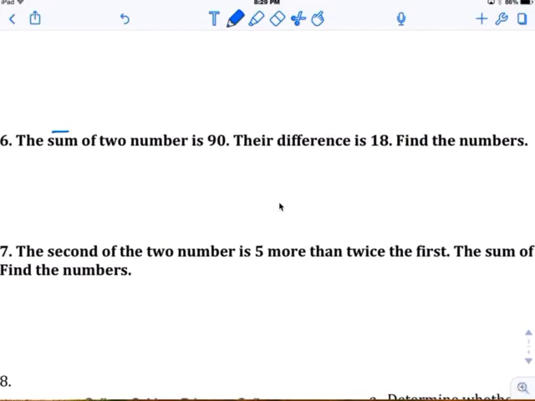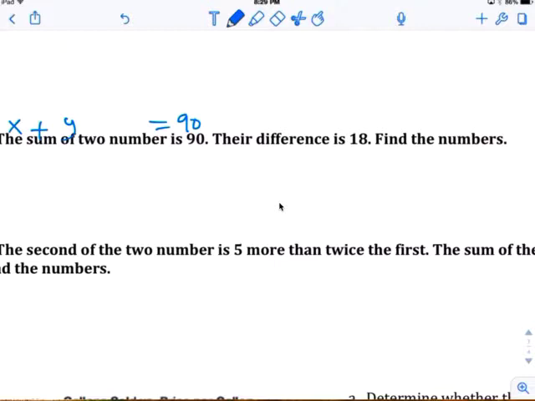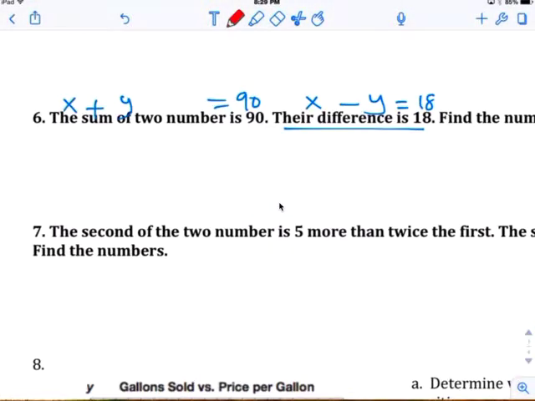All right, the sum of two numbers. Sum means add, of two numbers. We don't know what they are, so we give them the letters X and Y. The sum is 90. Their difference is 18. Difference means minus, so X minus Y equals 18. Find the numbers. Okay, we use elimination. We haven't done this in a while, right? X plus Y equals 90, and the other one, X minus Y equals 18.